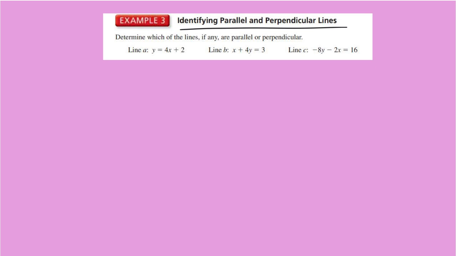So the first thing we need to look for is our slope, okay? So in line A, what is the slope in line A? Our slope is 4. What about in line B? Line B, we have it in standard form, so you need to rearrange your equation to be in the format of y equals mx plus b.